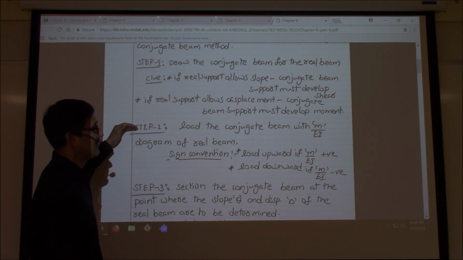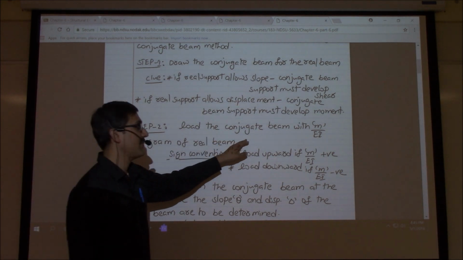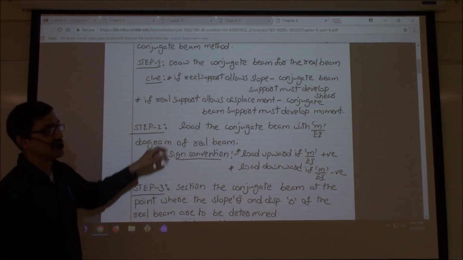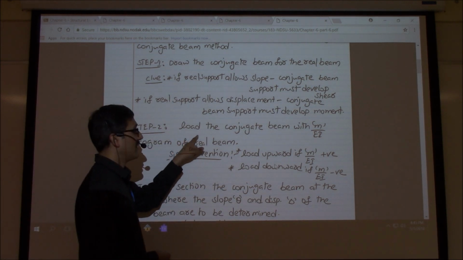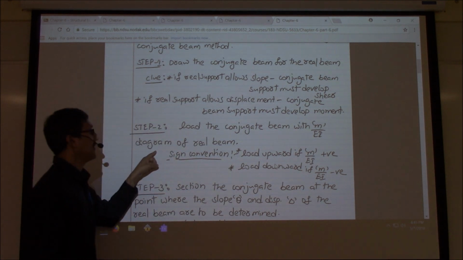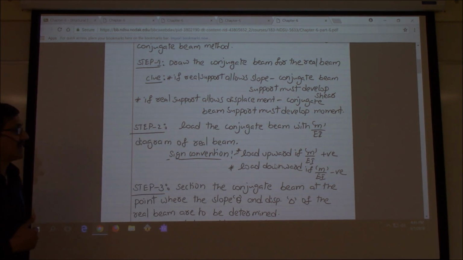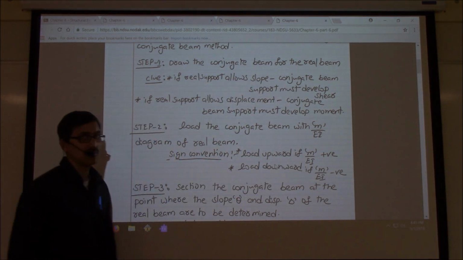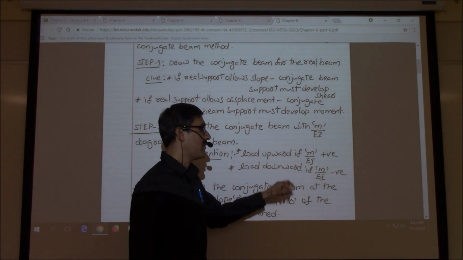So in step 2, this is important. In step 2, you have to load the conjugate beam with the M/E diagram of the real beam. Don't transfer the loads that you see on the real beam onto the conjugate beam. Instead, you have to transfer the M/E diagram of the real beam onto the conjugate beam. And what is the sign convention? If the M/E diagram is positive, that means the load should point upwards. If the M/E diagram is negative, then the load should point downwards.